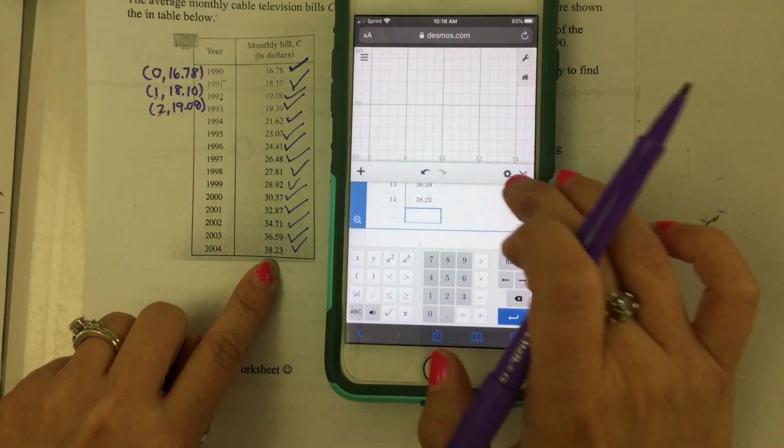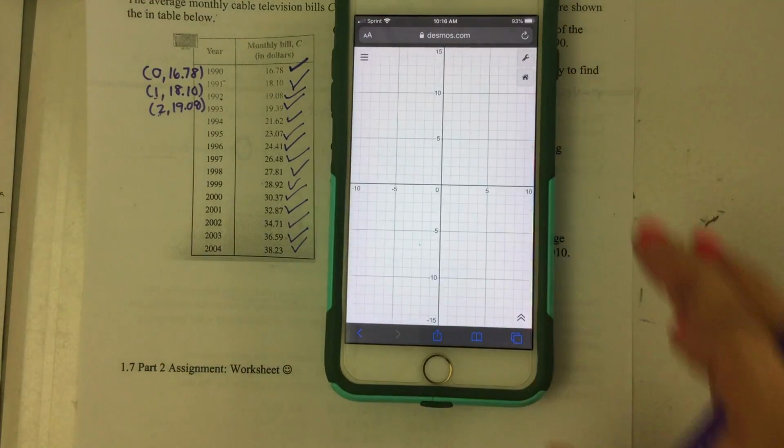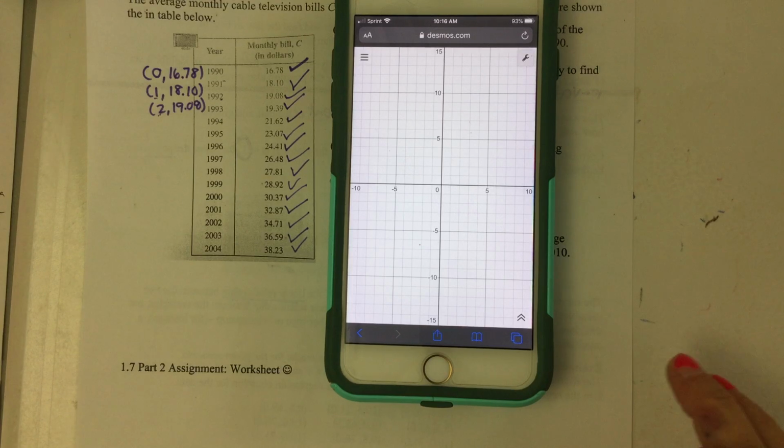All right, so I'm done with my table. Let's go ahead and look at it. I hit home. Yeah, I don't see anything. Well, lots of times you don't see anything unless you set your window.